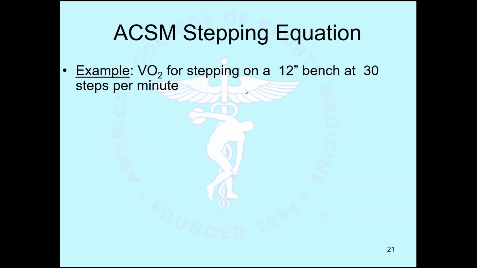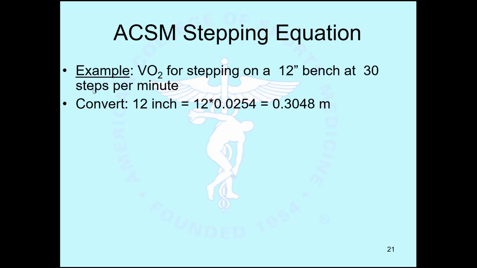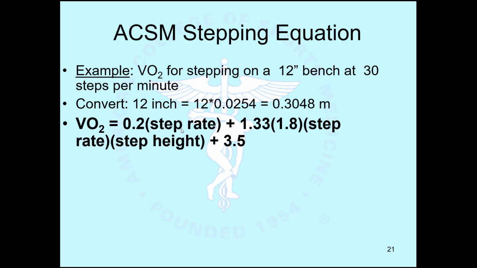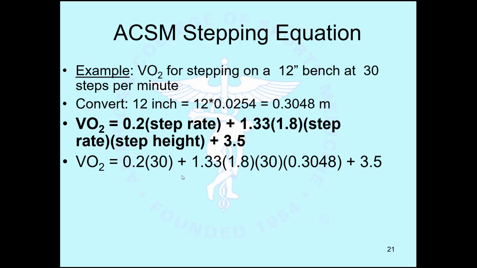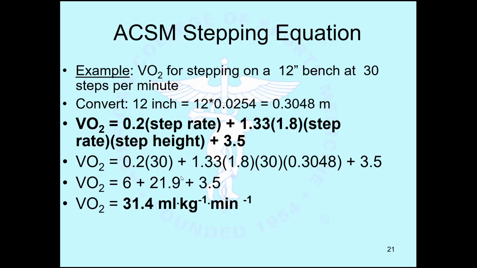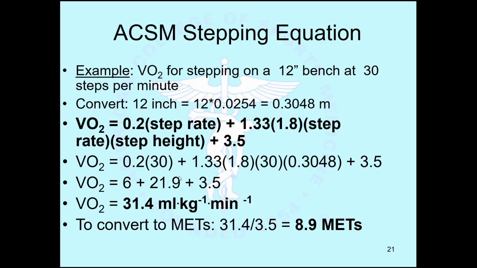All right, so for example, if we had a 12-inch bench, 30 steps per minute, we just have to convert that step height in inches to meters. We get 0.3048, and we can just plug in the rest. See where we end up. 31.4 milliliters per kilogram per minute. If we wanted to convert to METs, divide by 3.5, get 8.9.